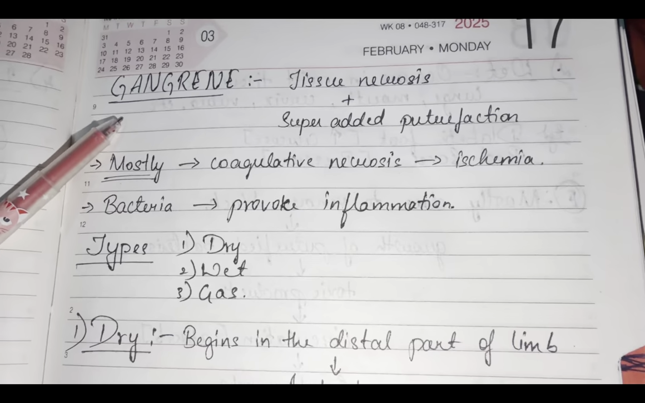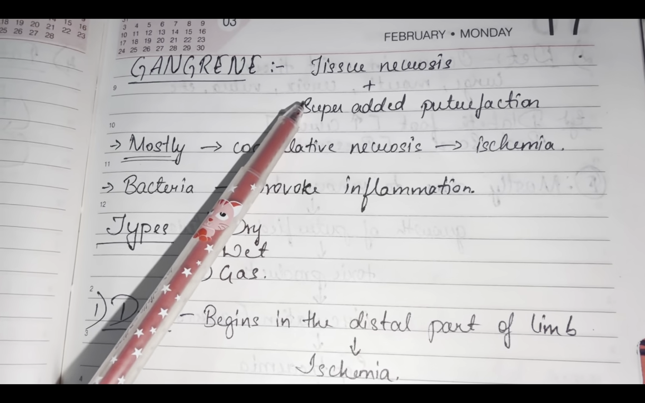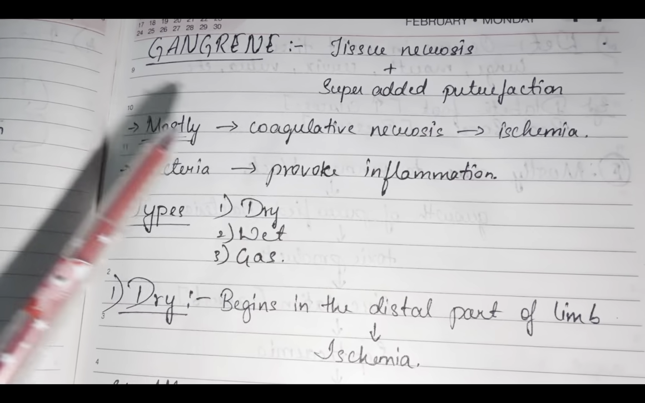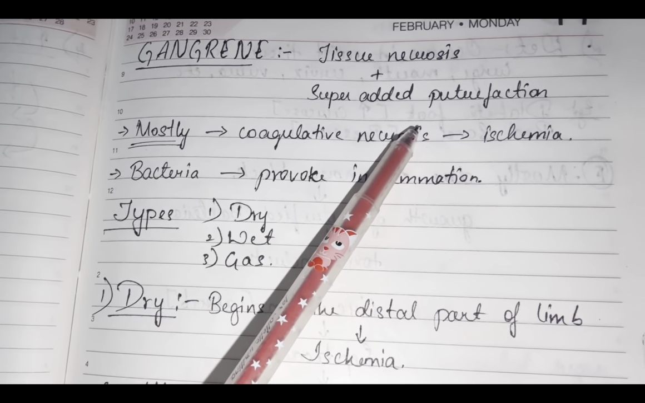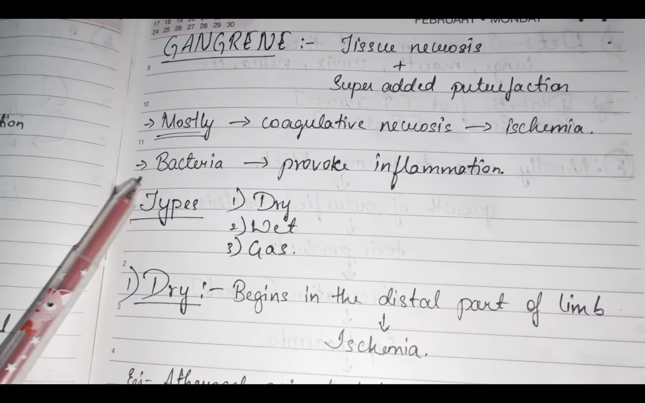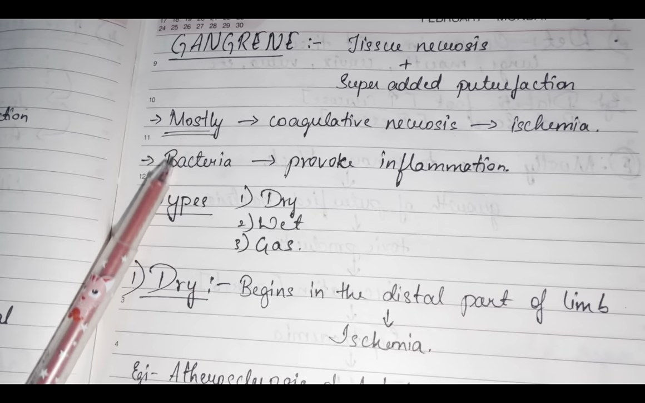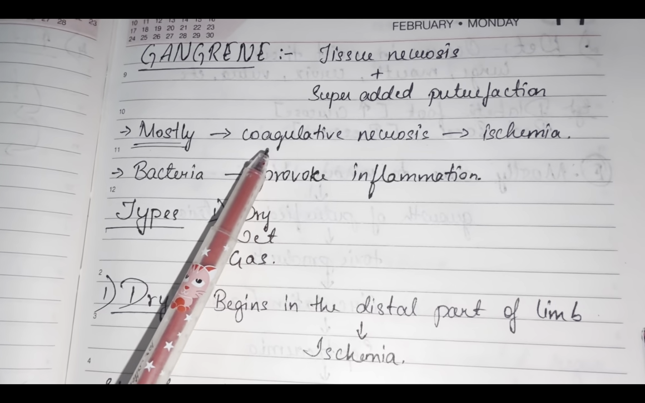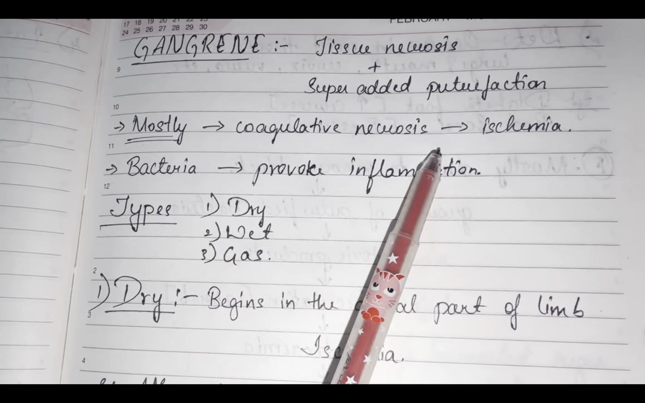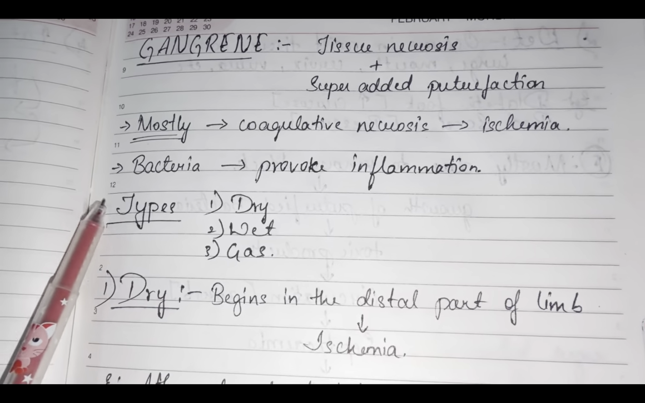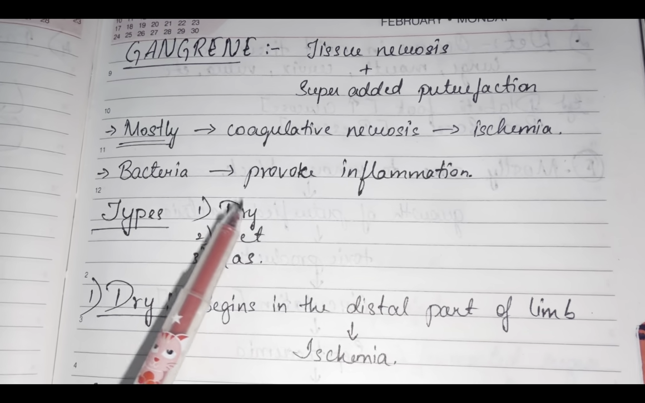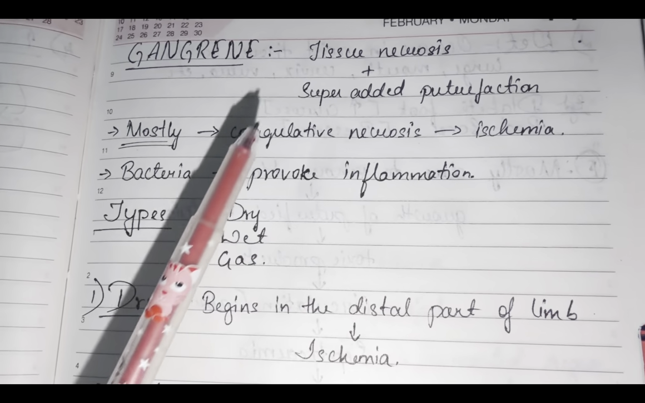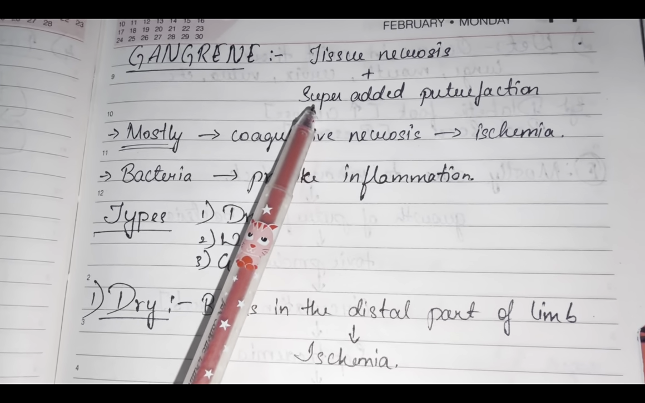Okay, so what is gangrene? Gangrene is a tissue necrosis which is associated with superadded putrefaction. Putrefaction, in the sense, is rotting. It has two main things. The first thing is coagulative necrosis, which is due to ischemia, and then the bacteria which provokes the inflammation. So this is all about gangrene, tissue necrosis associated with superadded putrefaction.